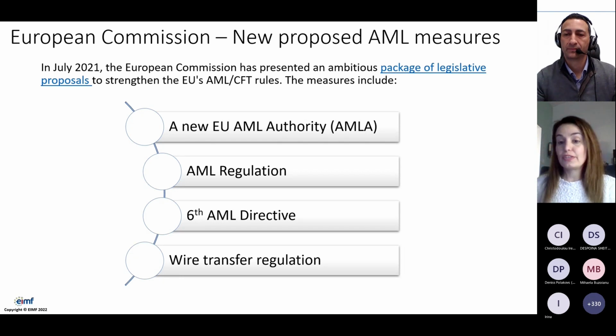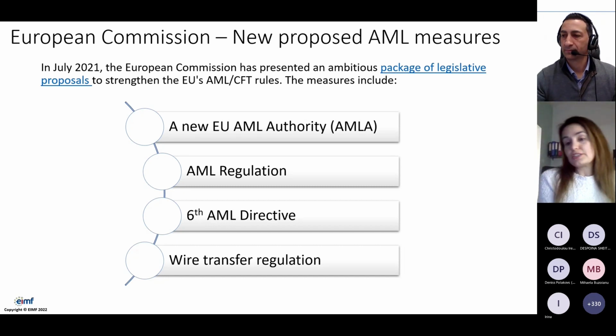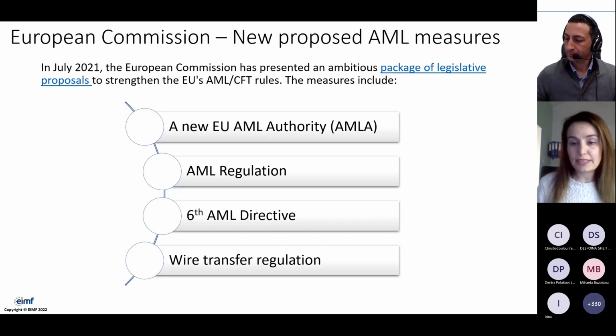And the wire transfer regulation. This refers to the travel rule, which we have already seen some crypto companies implement. So this regulation will be updated to include this requirement not only for financial institutions, because financial institutions have complied with this rule for many years now, but also crypto entities.